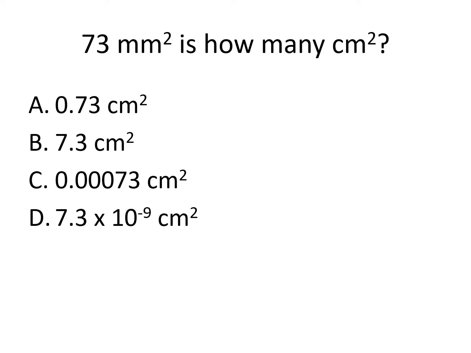73 square millimeters is equal to how many square centimeters? Is it A, 0.73 square centimeters, B, 7.3 square centimeters, C, 0.00073 square centimeters, or D, 7.3 times 10 to the minus 9 square centimeters?